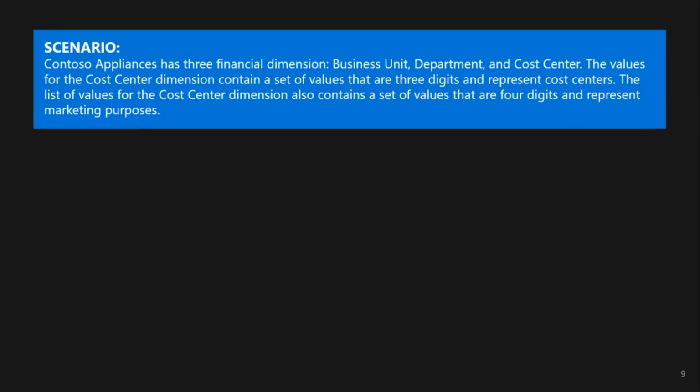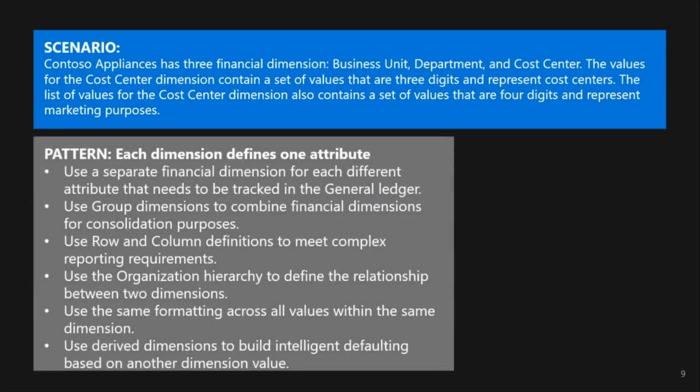So this, I think, is pretty obvious, but why don't you see if everybody's paying attention? Well, we kind of gave this one away on our first story. So each dimension should define one attribute. I think in this example, really, we should be using 2 different dimensions.